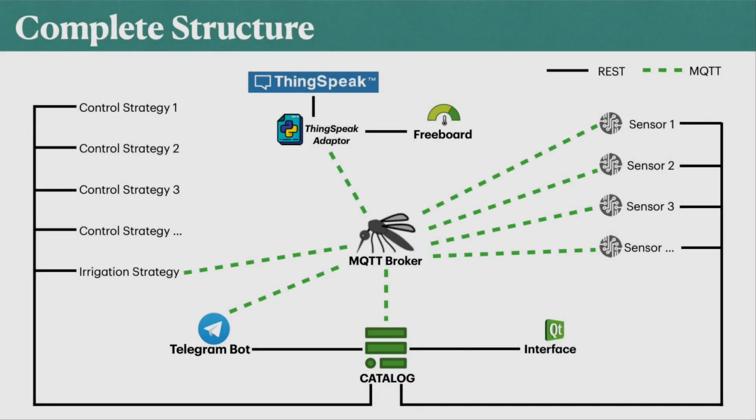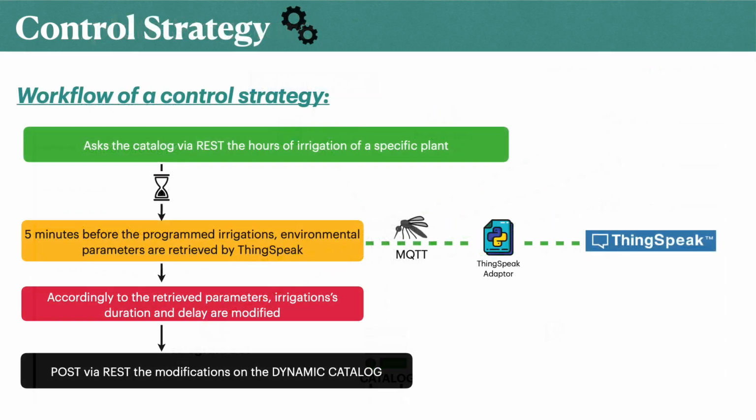Here we have a complete visualization of the back end of the project. On the left of this diagram, we find control strategies, which manage parameters such as humidity, temperature, or light, and according to their values, an estimation of duration and delay for the irrigation strategy is evaluated. On the right, we have the sensors, which publish new values every minute. Then we have the Telegram bot, the catalog, the Qt interface, the Freeboard, and the ThingSpeak adapter, but we will discuss these later.